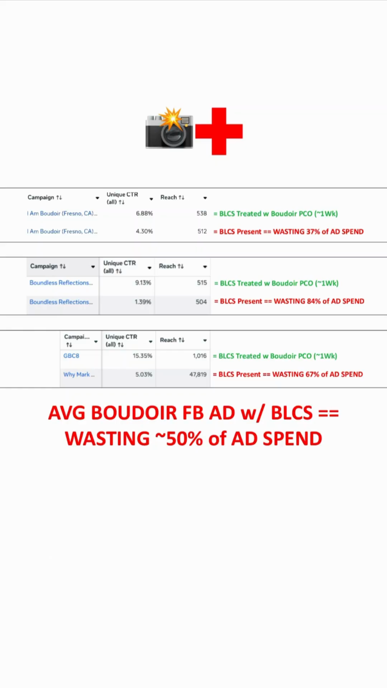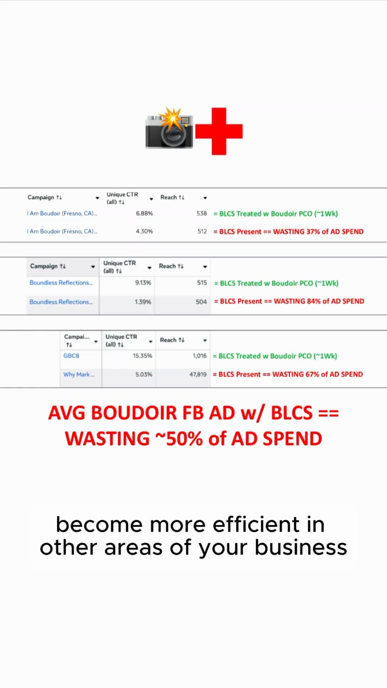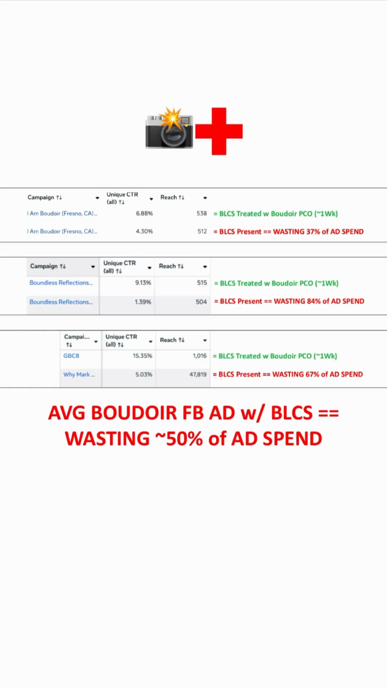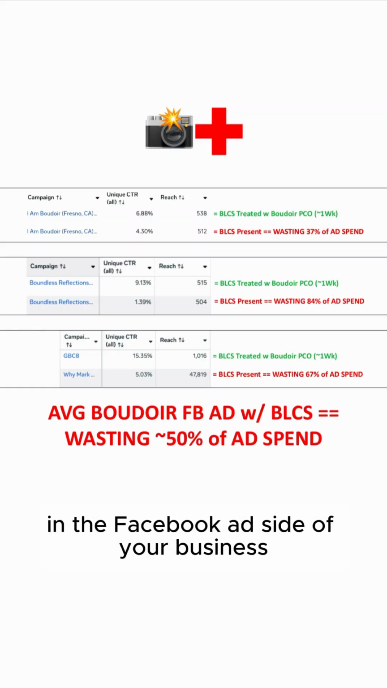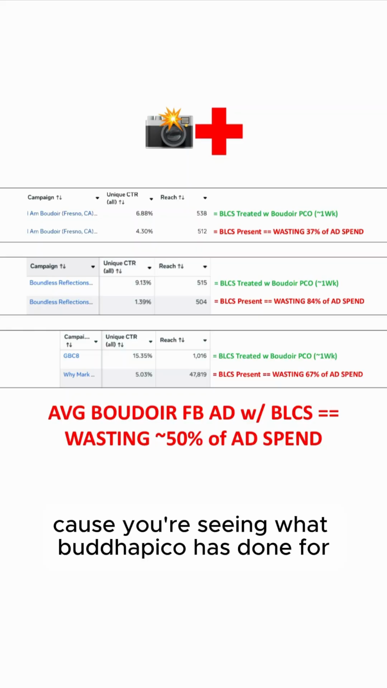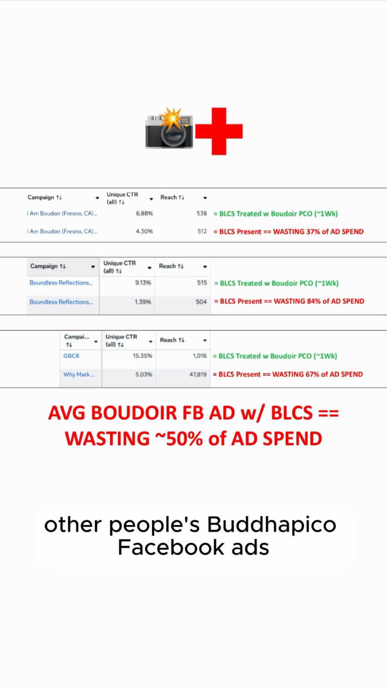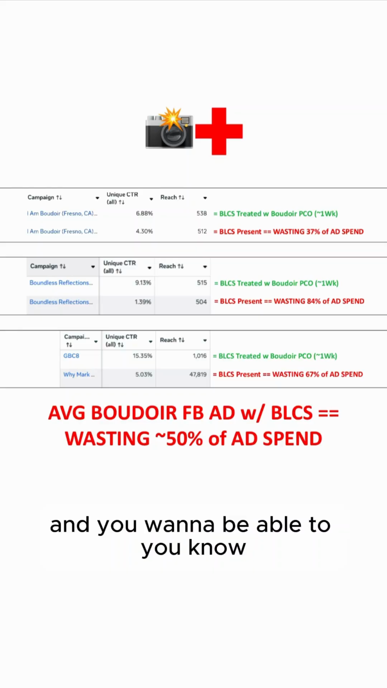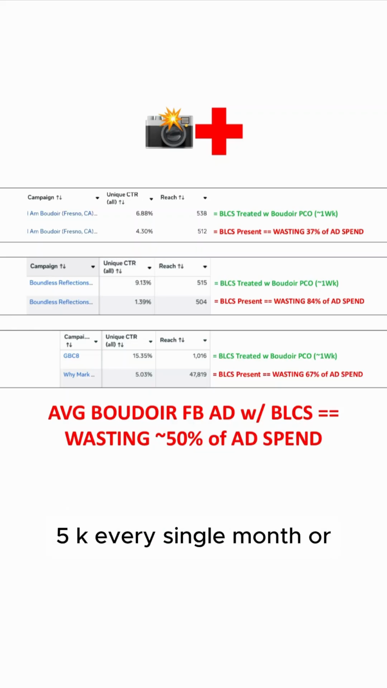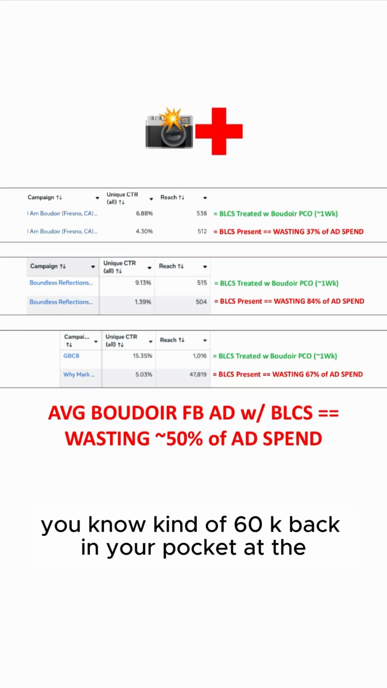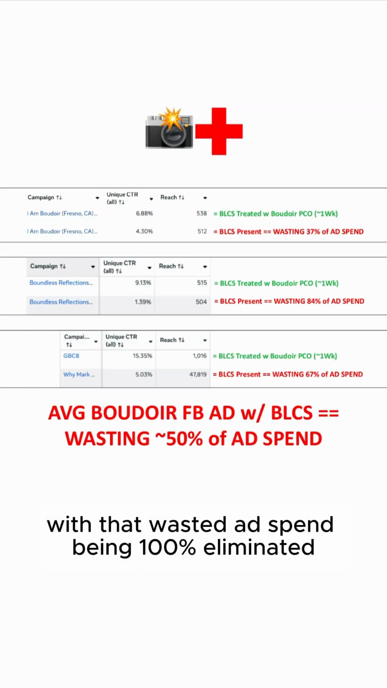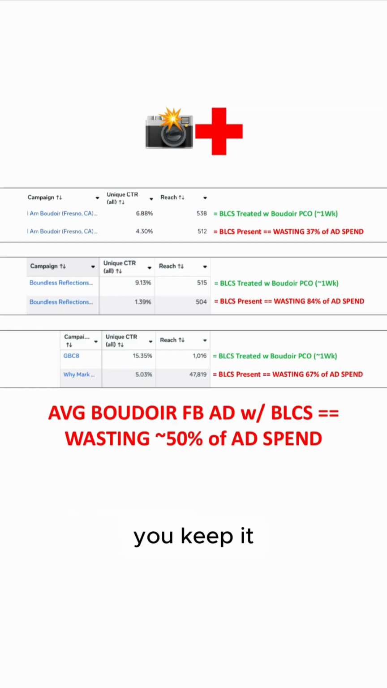So you've already been optimizing the business, pulling more profit out for the same inputs, or even better, less inputs, becoming more efficient in other areas of your business. You've decided now you need to do that same optimization in the Facebook ad side of your business, because you're seeing what Boudoir Pico has done for other people's boudoir Facebook ads, and you want to be able to get back in your pocket approximately 5K every single month, or 60K back in your pocket at the end of the year. With that wasted ad spend being 100% eliminated, you don't have to spend it, you keep it.